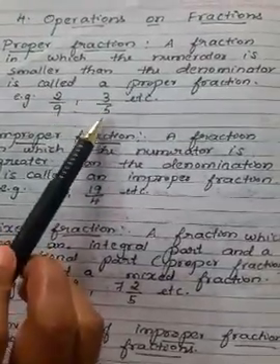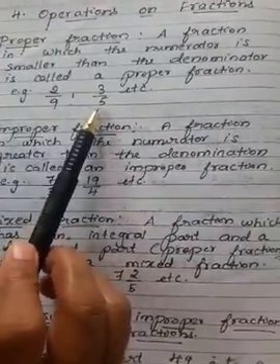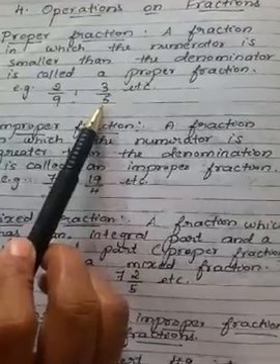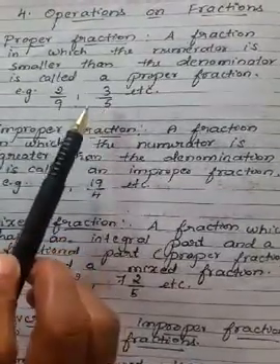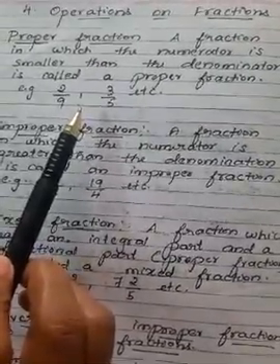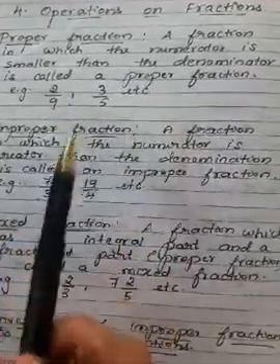Okay, and 3 upon 5. So it is also a proper fraction. So why is it called proper fraction? Here also numerator is smaller than the denominator. Okay, understood students what is proper fraction? A fraction in which numerator is smaller than the denominator, then such a fraction is called proper fraction.